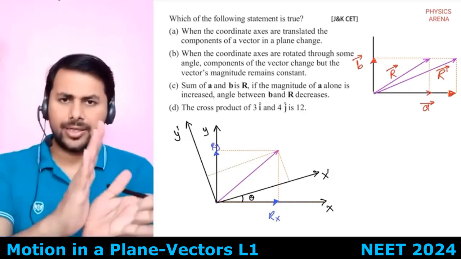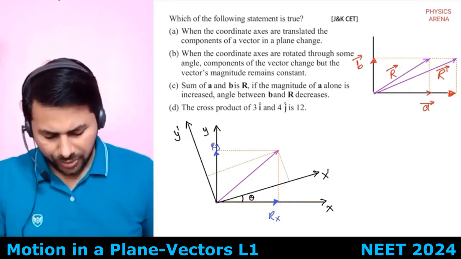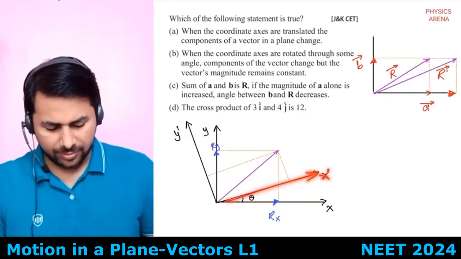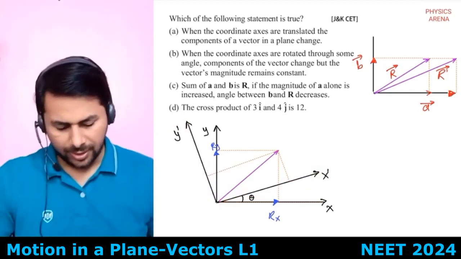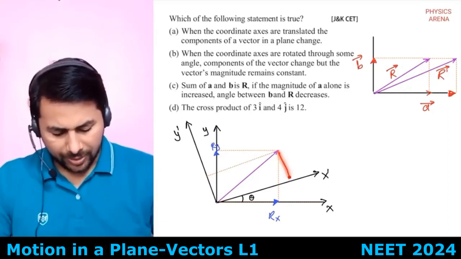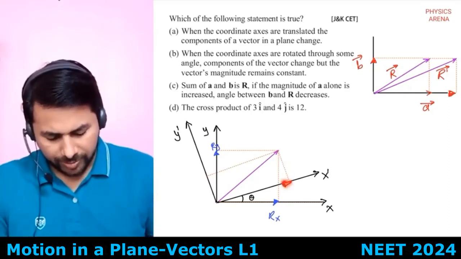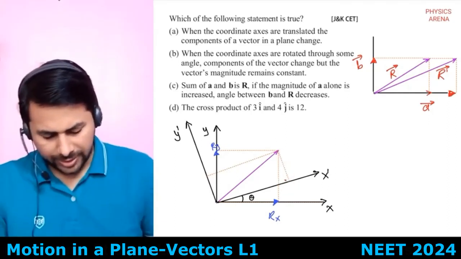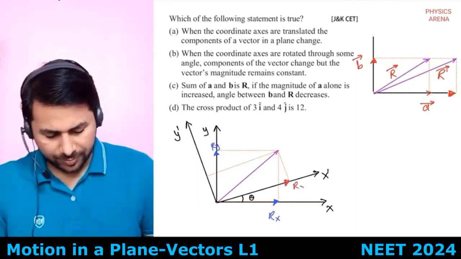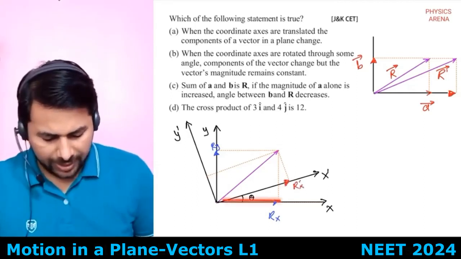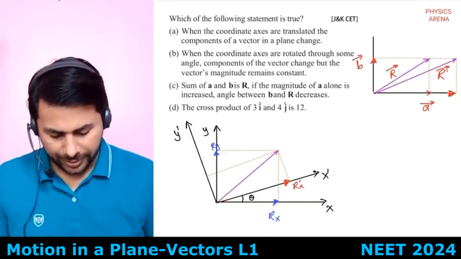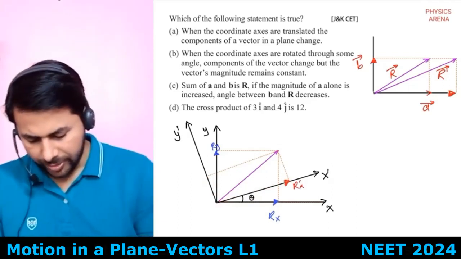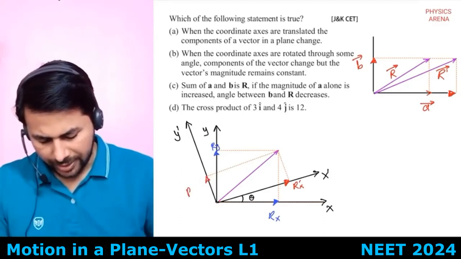Now you rotate the axis. So your new x-axis is this one, I will call it x dash. New y-axis is this one, y dash. So now if you find out the components, this much will be your rx dash, and you can compare rx and rx dash. They are not equal, they are changed. And this one will be your ry dash.